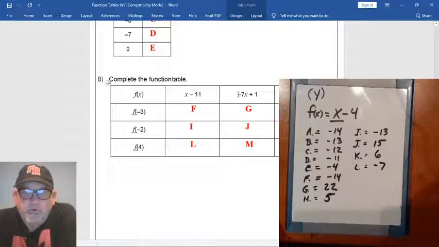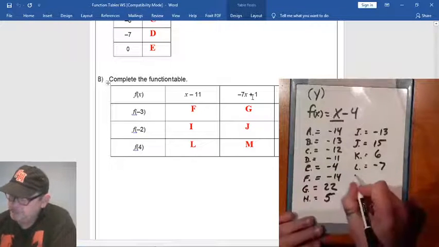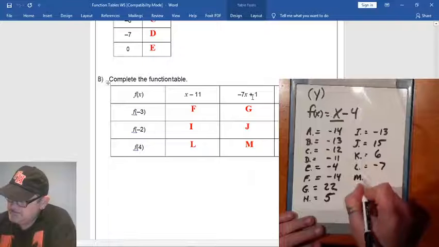Next, we've got this equation here, -7x. So we're going to replace x with 4. So -7 times positive 4 is -28, because we only have one negative we're multiplying. So that's going to make the answer negative. So -28 plus 1 is going to be -27.